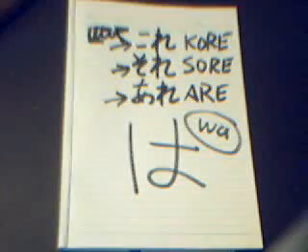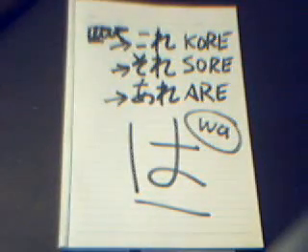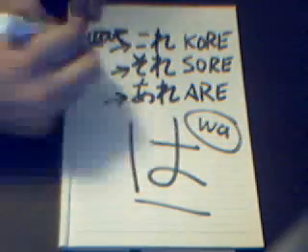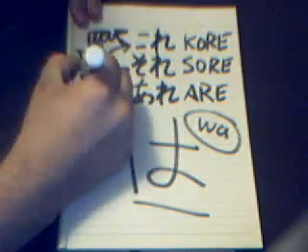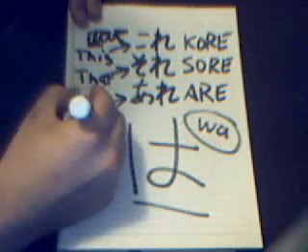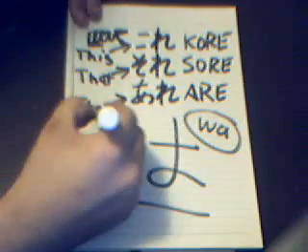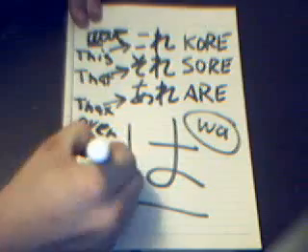Okay, we'll let you look at that for a second. This word, wa, is very important. These are all pronouns meaning this, that, and that over there. I don't know how I'm going to write this. There. Okay. I mean, this is so useful, it should be illegal.